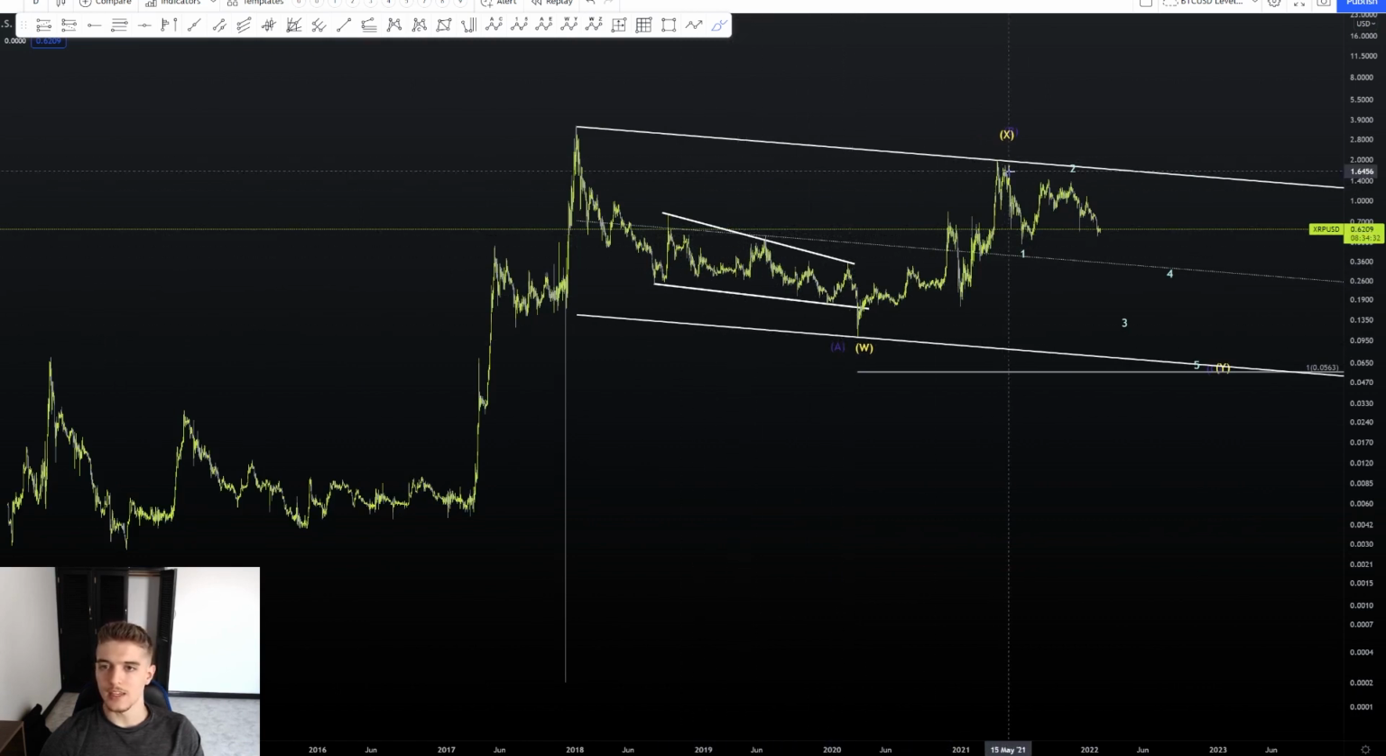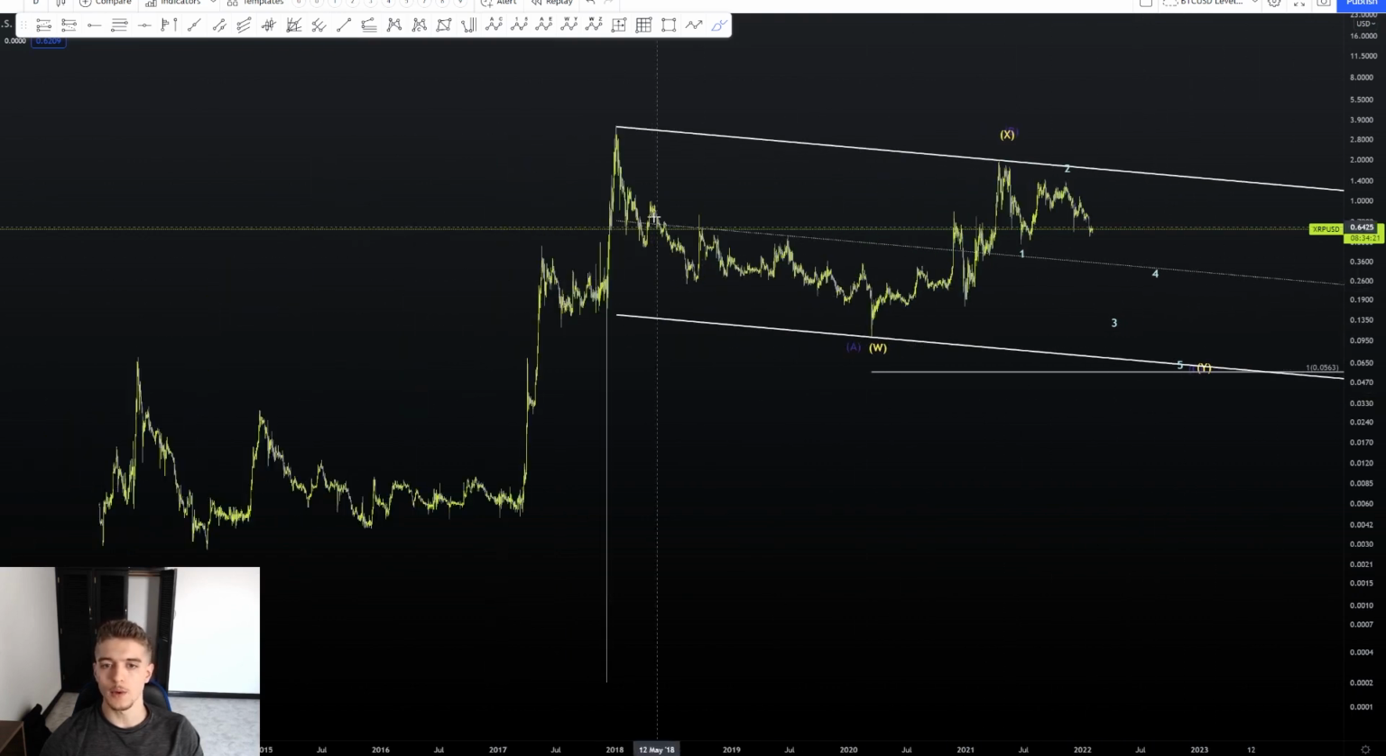And I don't like the look of this diagonal, so I'm not going to go with the ABC. I think it's more likely, if this is the correct count, or if this is all a W or an A, I'd pick the W, and this would all be a WXY. So it would look a little bit like this. We would put in the W wave down here, and we came up for the X wave up here, and we're currently coming down for the Y wave.